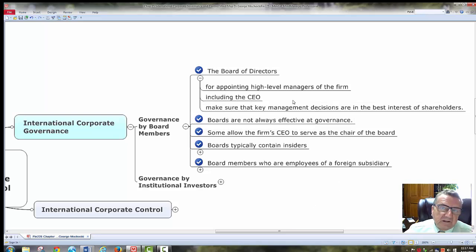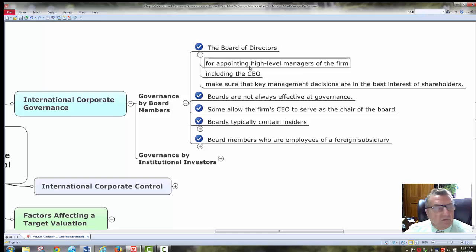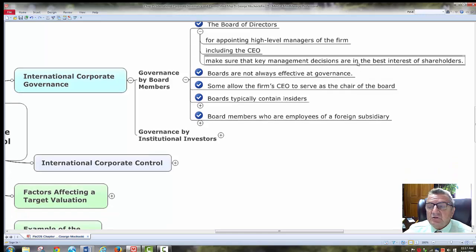Okay, so let's go back, and this is kind of a refresher from introduction to business or business organizations that we had, and it's a board of directors, right? What is the board of directors? The hierarchy, they're appointing the high-level managers of a firm, just a refresher, including the CEO. They make sure that the key management decisions are in the best interest of the shareholders. So remember, the shareholders elect the board of directors, and the board of directors elect the management. That's how I'm not part of managing the company, just an investor, and that limits my liability, and that's all from Business Law 1 and from understanding business corporations.